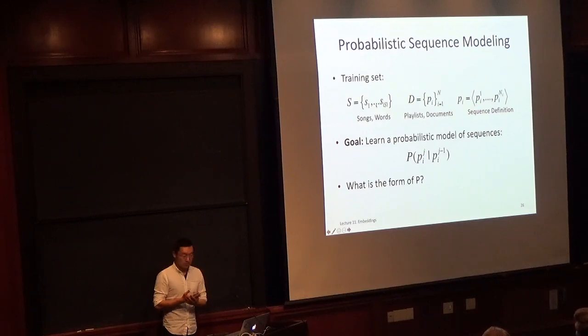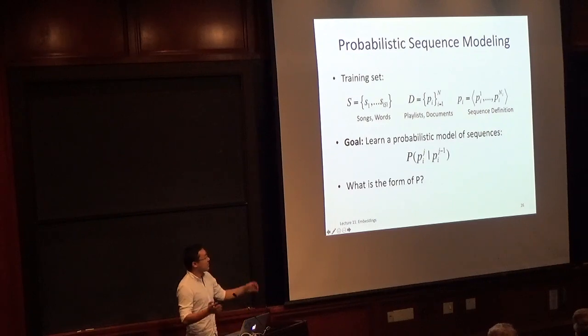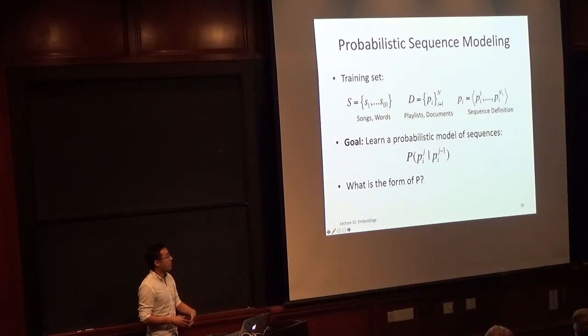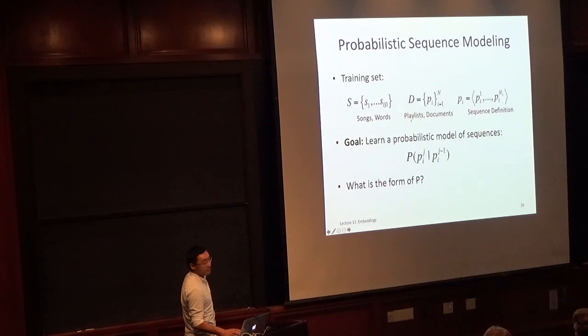And the goal is to learn a probabilistic model over sequences. It can get more complicated than this, but let's say we're conditioning on the previous word or song. What's the probability of observing the next song or word as a function of the training data here? So it looks a lot like logistic regression, for example.